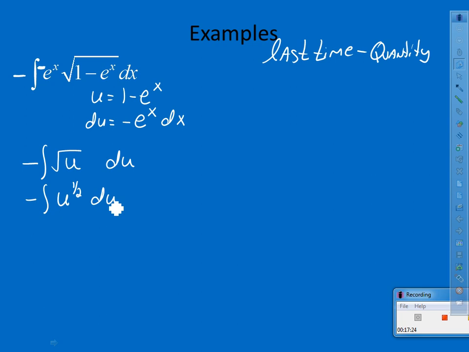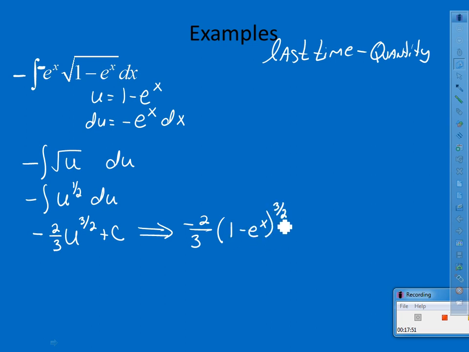Now we're back to what we did a couple of classes ago. Add 1 to the power, so that becomes 3/2. Multiply by the reciprocal, and I've got a negative out front. So plus c, my ending answer: negative 2/3 times u, which happens to be 1 minus e to the x, to the 3/2 plus c.